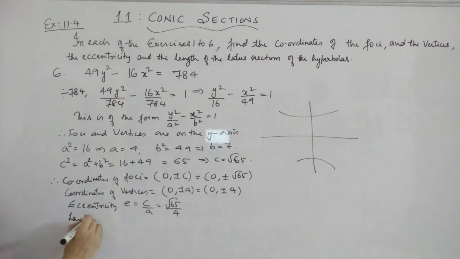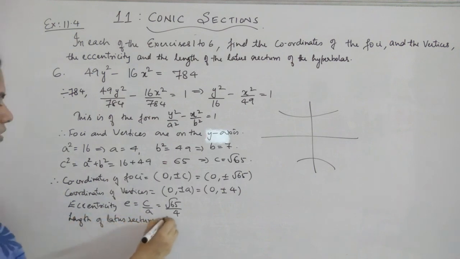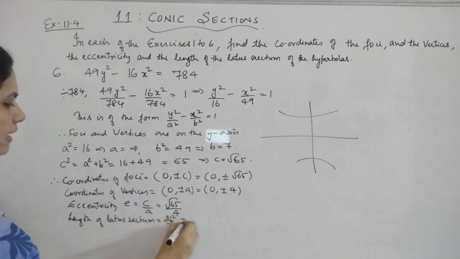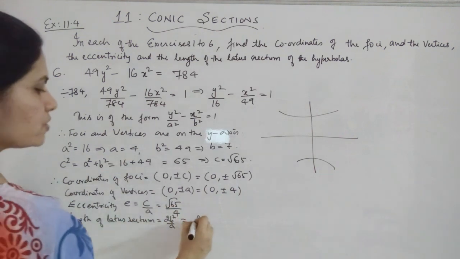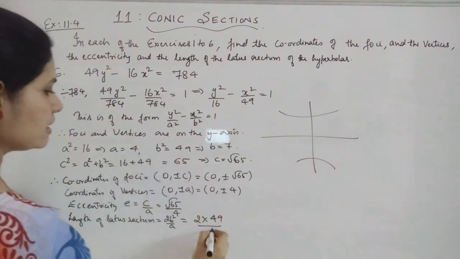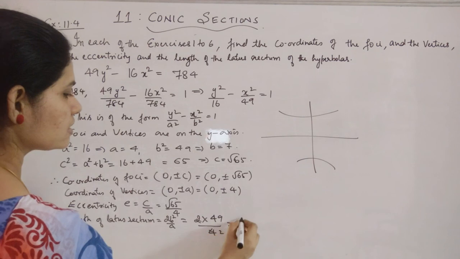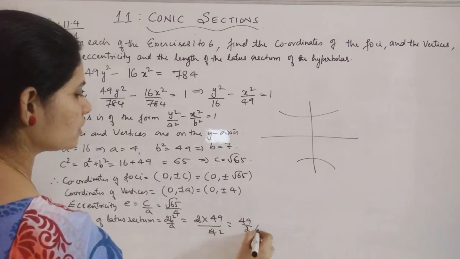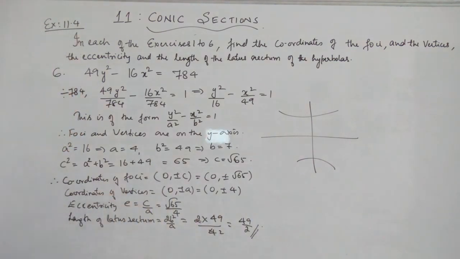Now length of latus rectum will be equal to 2b square by a, which is equal to 2 into what is b square? 49. 49 by a is 4, so that you are getting it as 49 by 2. So length of latus rectum is 49 by 2.